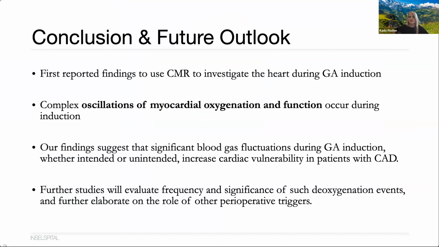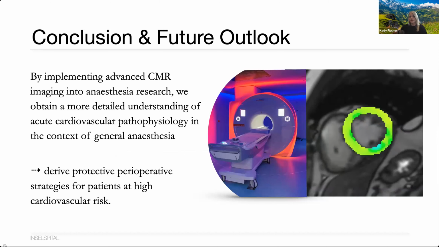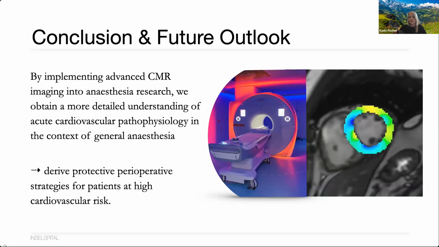And then our findings do suggest that significant blood gas fluctuations during GA induction, whether intended or unintended, do increase the cardiac vulnerability in these patients. And we're going to keep recruiting patients so we can really evaluate when deoxygenation and strain deficits occur with certain procedures during induction. So in conclusion, we really hope that by implementing advanced CMR into anesthesia, we can really understand better the cardiovascular pathophysiology in anesthesia. And this should hopefully help us derive better protective perioperative strategies for patients at higher risk for perioperative cardiac events.